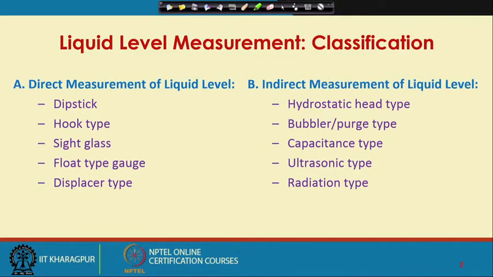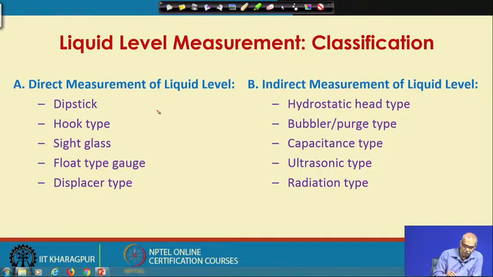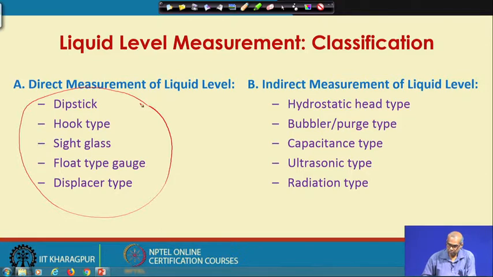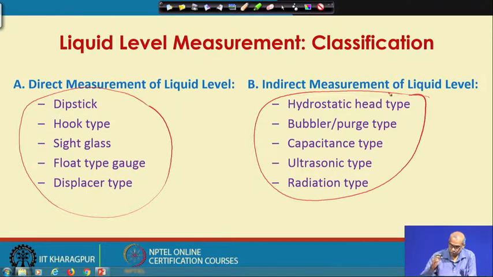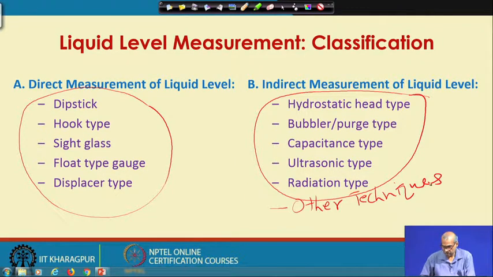So, if you look at the classification one more time, these are the instruments that we have covered under direct measurement of liquid level, and under indirect measurement of liquid level we have covered these. Additionally, we have also talked about other techniques of liquid level measurements such as radar, laser based, resistive type, etc.